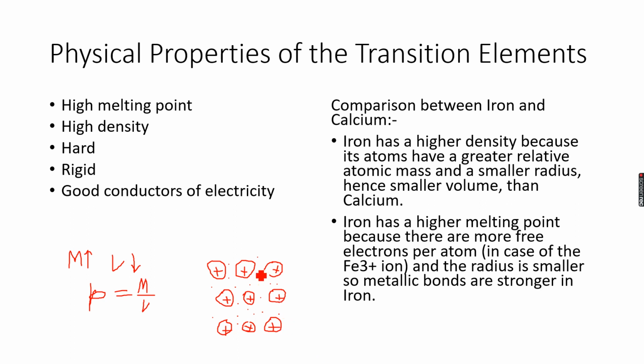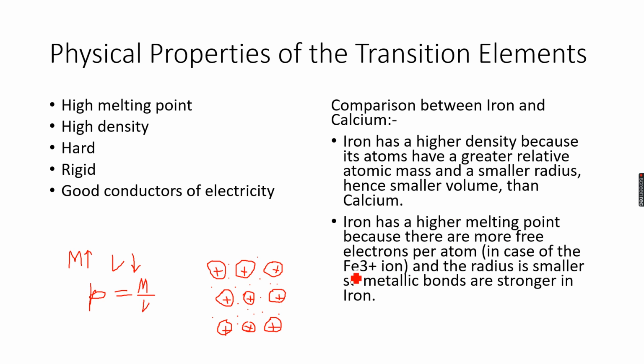Okay, so we have metal ions surrounded by a sea of delocalized electrons, and a metallic bond is basically the force of attraction between these ions and this sea of delocalized electrons. So if you look at iron, the Fe3+ ion is the more common because it is more stable than the Fe2+ ion. Most compounds that contain the Fe2+ ion oxidize to form the Fe3+ ion. So the Fe3+ ion is more stable.